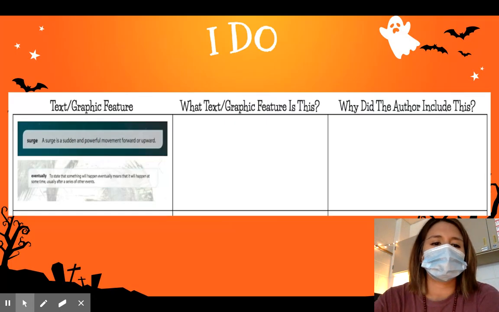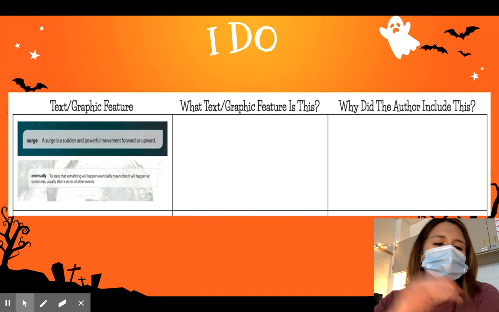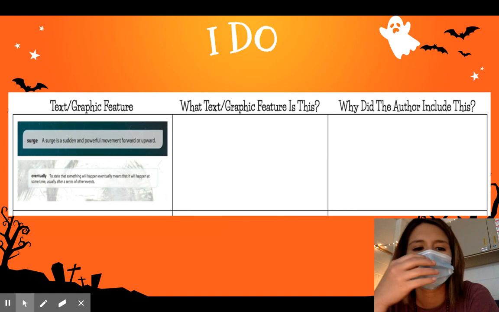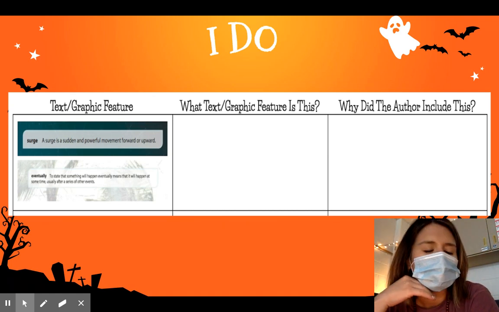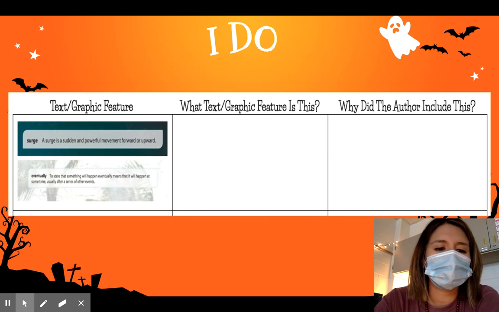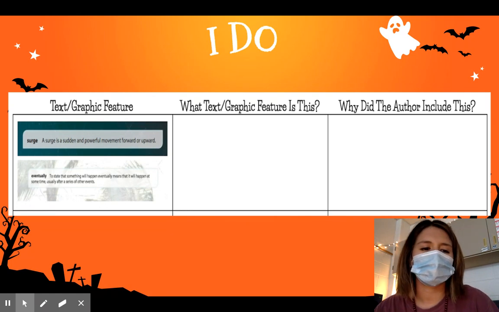All right, for the I do. So let's look at this text and graphic feature. Okay, it says a surge is a sudden and powerful movement forward or upward. And then let's look at eventually. Eventually, to state that something will happen eventually means that it will happen at some time, usually after a series of other events. So if I look at these, they're providing some kind of definition for a word.